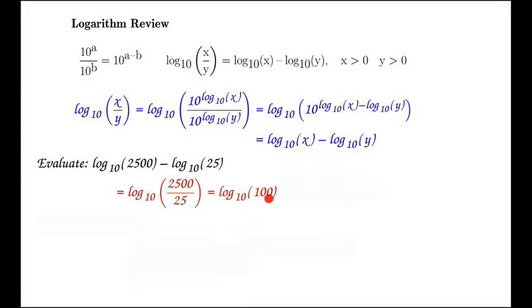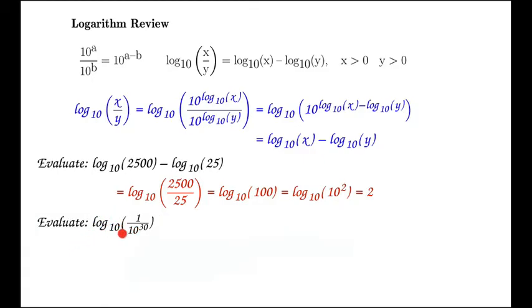So I have log base 10 of 100. And log base 10 of 100 is easy to find because that's log base 10 of 10 squared. 100 is 10 squared. And log base 10 of 10 to the anything, well, that's just the anything, so I just end up with 2. So I can evaluate log base 10 of 2500 minus log base 10 of 25 using this rule of logarithms, and then simplifying it back to log base 10 of 10 to the something, and just ending up with 2.